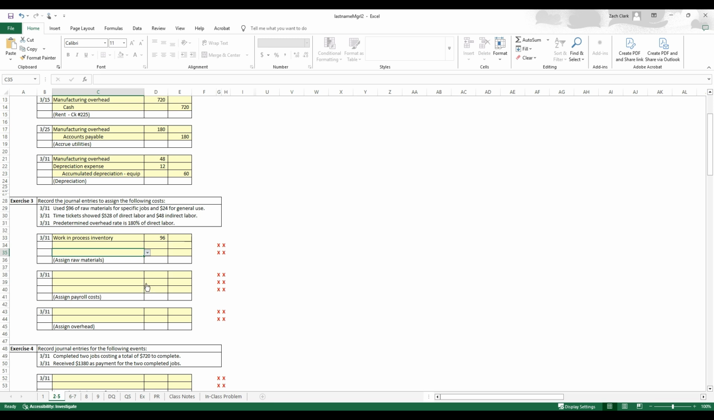So let's go down, and that's the total. So we need to add those together. So 96 plus 24. So $120 of materials was used. And basically 96 of that was direct materials for specific jobs, and $24 of that was manufacturing overhead, right? And the component of the manufacturing overhead that it was indirect materials, right? We looked at that in chapter 1.